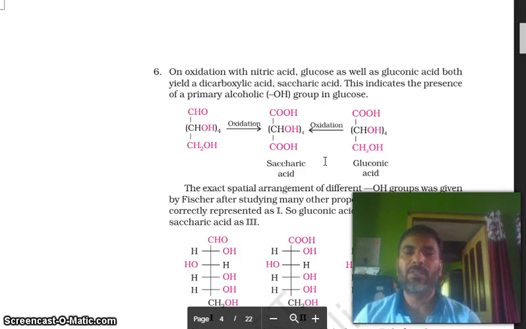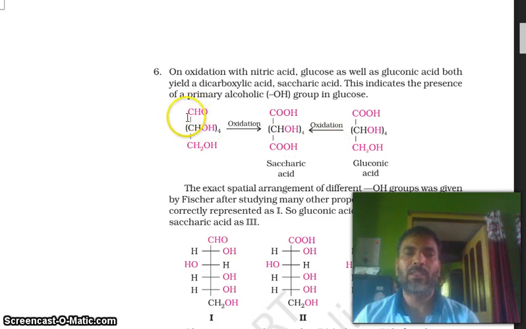On oxidation with nitric acid, glucose as well as gluconic acid both yield a dicarboxylic acid, saccharic acid, and this indicates the presence of a primary alcohol group in glucose. So look at here, this is glucose reacting with oxidation to give the acid, saccharic acid, and here also gluconic acid gives the same.